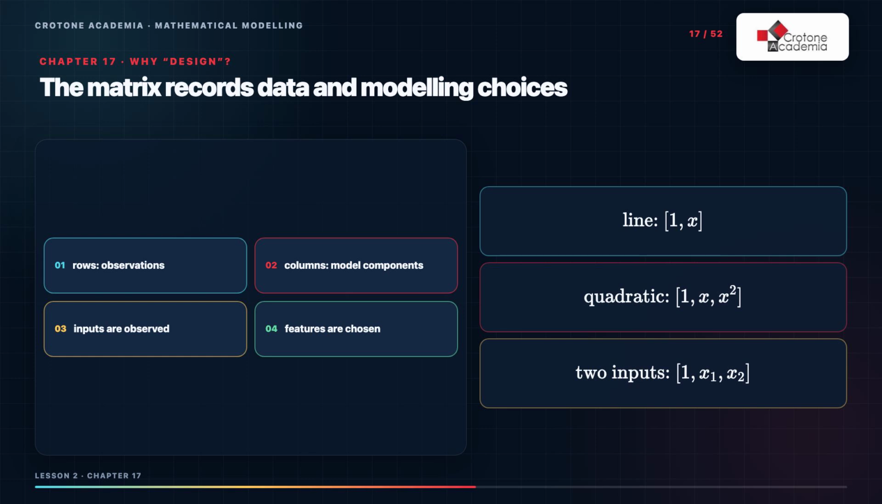For a two-input linear model, it is 1, x1, and x2. So rows correspond to observations, and columns correspond to parameter effects or basis functions. The element x sub 32 means the second raw input of the third observation. Let us build this step by step in our minds. Changing the model family changes the columns even when the raw dataset remains the same.